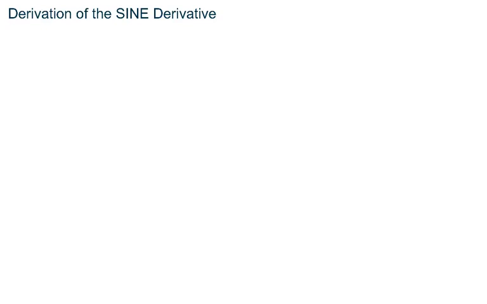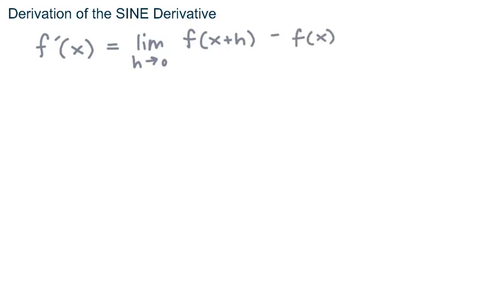In this video, we're going to discuss derivation of the sine derivative. So we are going to use our definition of a derivative, f prime of x equals the limit as h approaches 0 of f of x plus h minus f of x divided by h. And we're going to use that to determine the derivative of the sine function. So the derivative of f of x equals sine x.